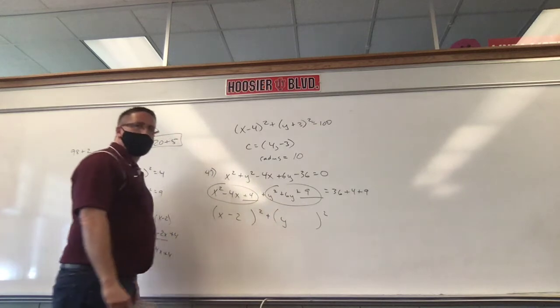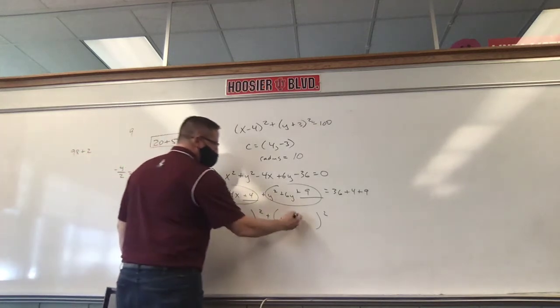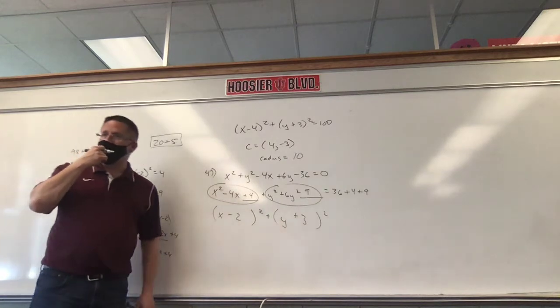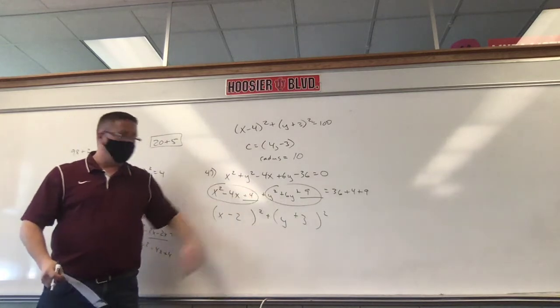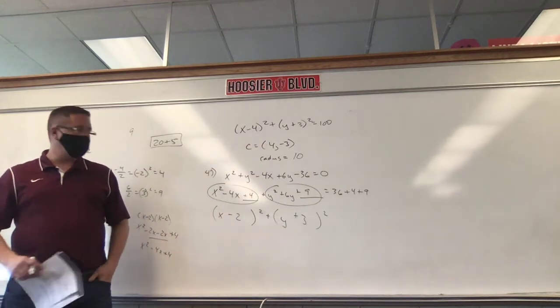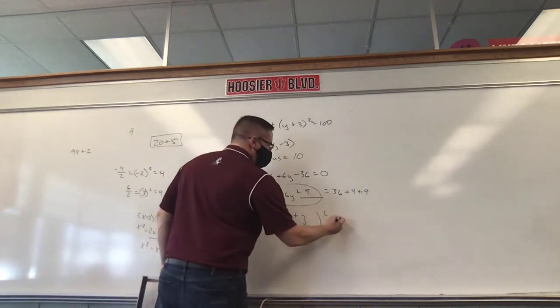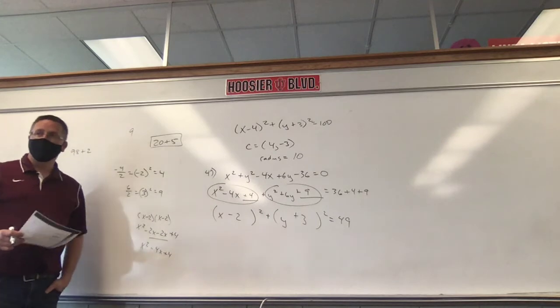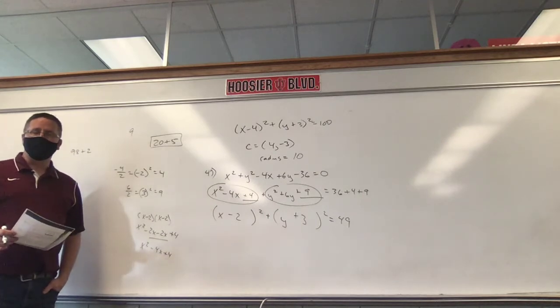And what's going to come after the y? 3. Positive 3. Half of plus 6 is plus 3. If I FOIL out y plus 3 times y plus 3, you know what you get? Y squared plus 6y plus 9. Okay? Equals 49. 36 plus 4 plus 9. It's 49.